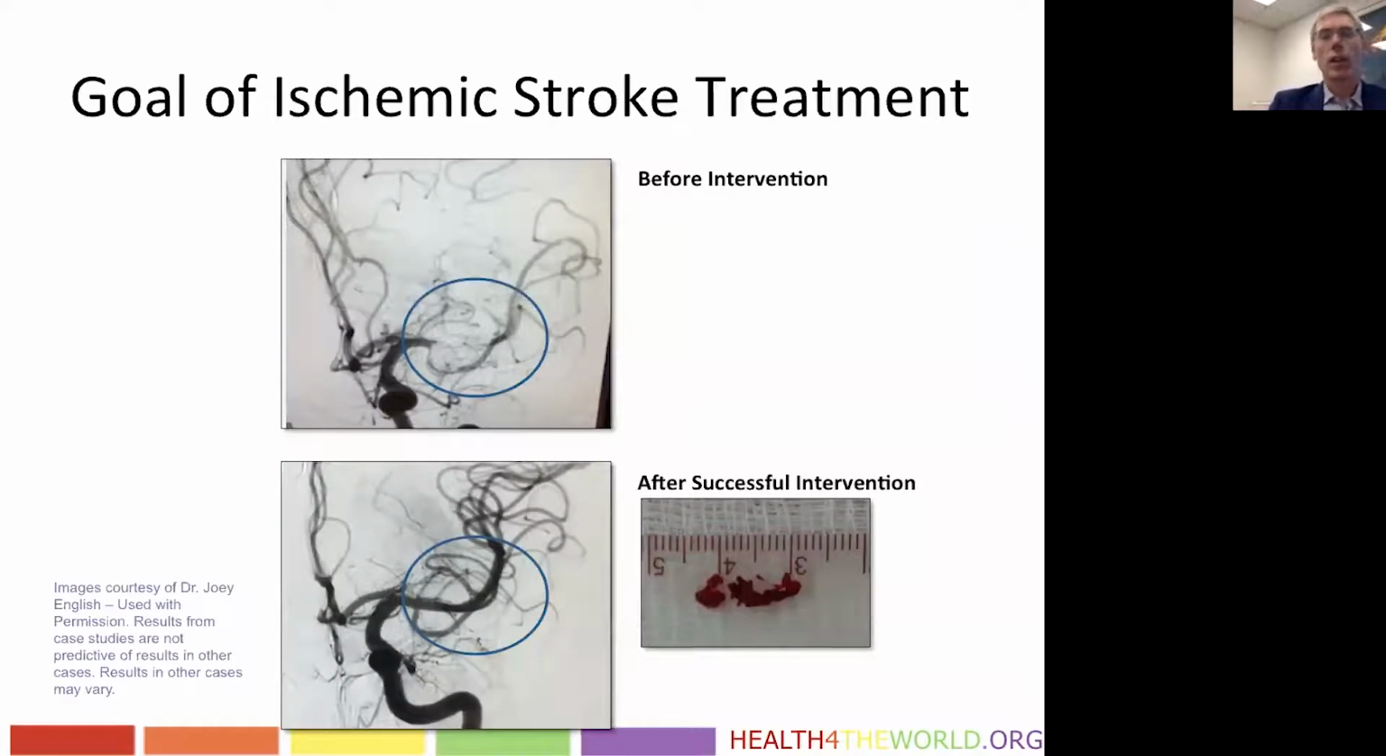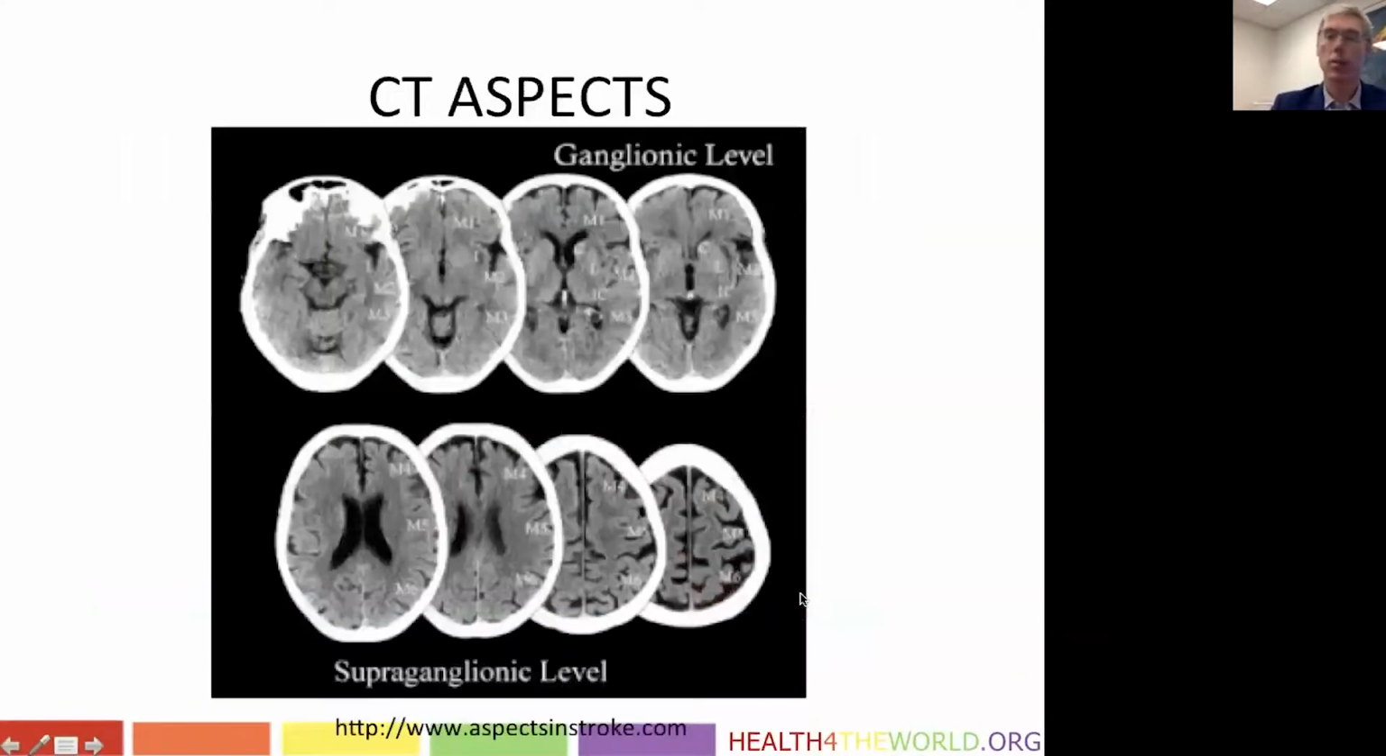So again, the goal of ischemic stroke treatment is to get the vessels open as quickly as possible. This is the kind of material you get out of these cases that come off of stent retrievers, is these small little bits of clot. Sometimes it's bigger than that.